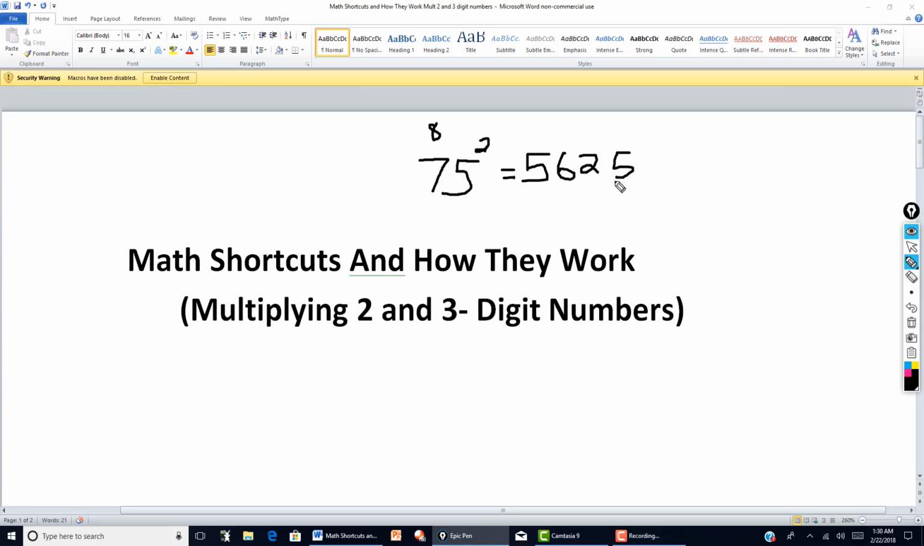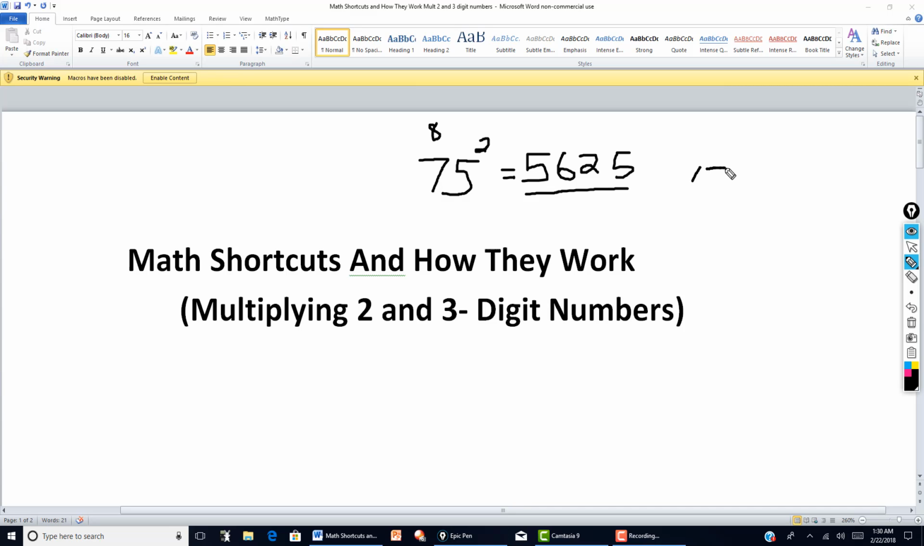So there you have it. That was the rule. For a two-digit number that ends in 5, take the number in the tens place, which in this case is the 7, add 1 to it, you get 8. Multiply the 8 and the 7, that's 56. And then of course 5 squared is 25, and the answer is always going to end in 25. There it is.